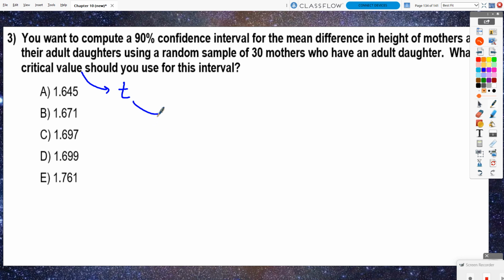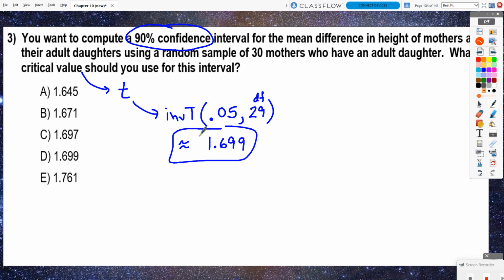To get that value, we're going to have to use inverse t. For a 90% confidence level, there is 10% in both tails, and therefore 5%, 0.05, of area left in one tail. We also have to do the degrees of freedom, which is just the sample size minus 1. So sample size 30, degrees of freedom would be 29. When I type that into my calculator, I get approximately 1.699, which would be very close, answer choice D.